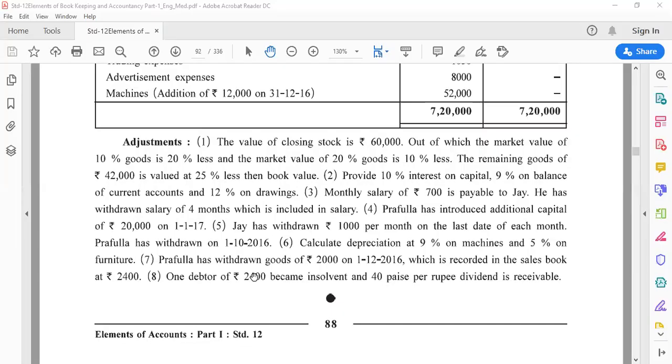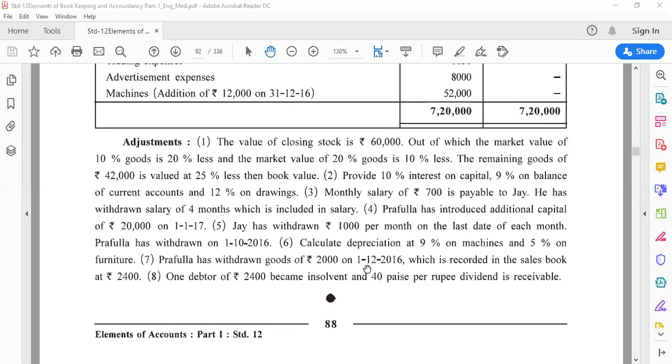Then after 7th adjustment, Prafulla withdrawn goods of 2000 which is recorded in sales book at 2,400. Please tick mark sales, debtors and purchase. Tomorrow I will show you the effect of it. But keep in mind, it is withdrawn on 1/12/16. So on this withdrawn, again interest on drawing is also calculated, separated. Please keep in mind, right? So there is a slight change in the calculation of interest on drawing, right?